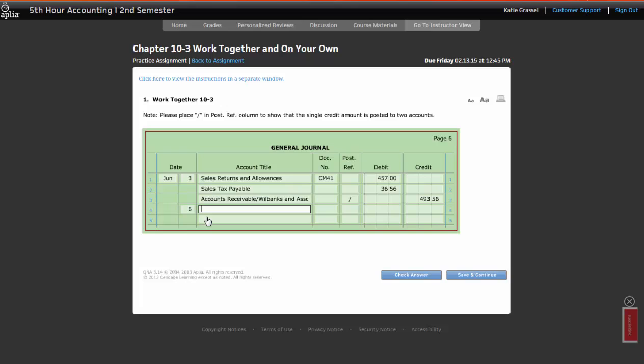So the accounts that are going to be affected are sales returns and allowances, and then accounts receivable in the name of the business. Sales returns and allowances is a contra account to our account sales. It has a debit normal balance, and it's going to go through an increase by $67. Then I'm going to have accounts receivable, Westfall High School, slash in the post reference column. I'm not going to forget it this time.